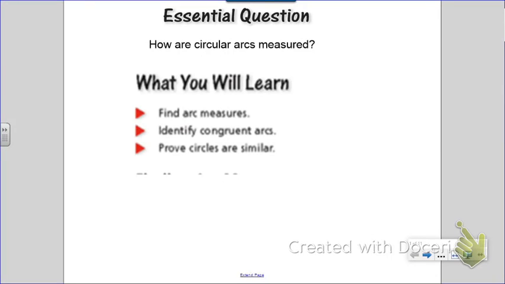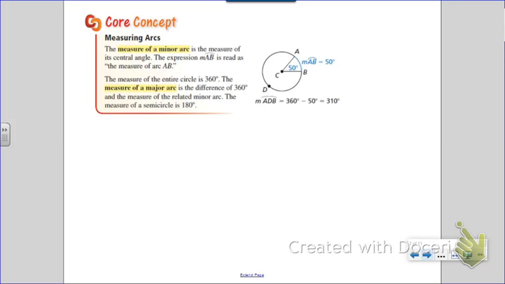Our second lesson is on circular arcs and finding measures of arcs and congruent arcs. The measure of a minor arc is the measure of its central angle. The measure of the entire circle is 360 degrees. To find the measure of a missing arc piece, you can subtract from either a full circle, 360, or a half circle, 180.